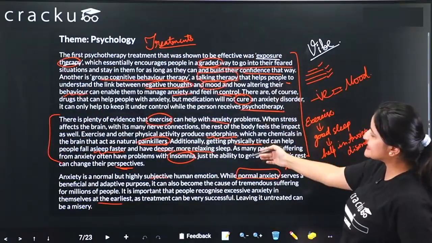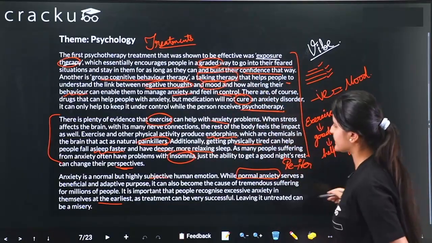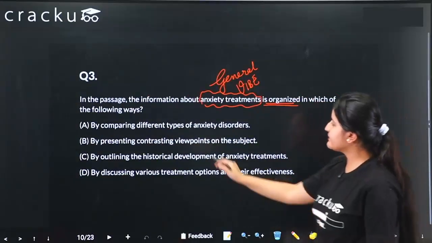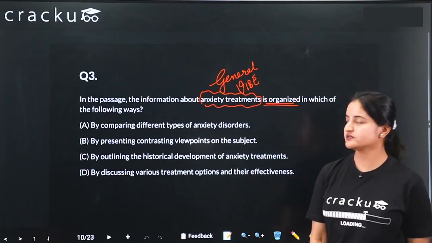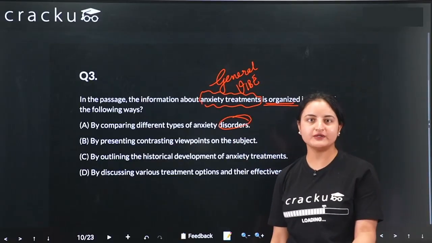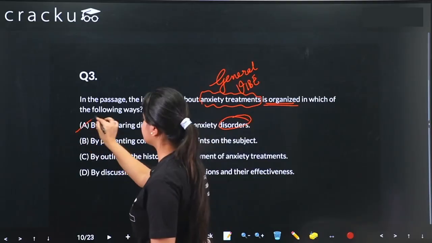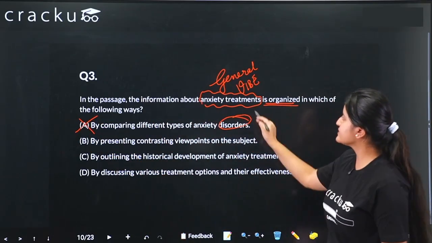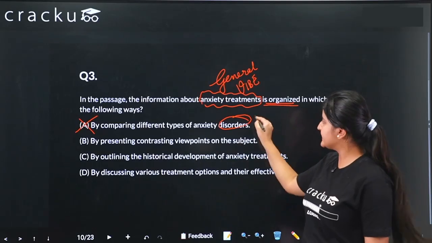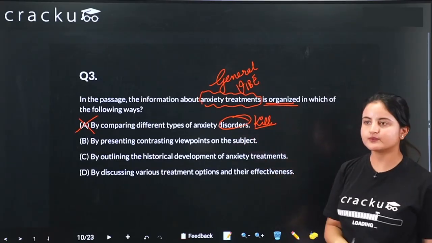So the author is listing them out, and the author is telling that there are many treatments which can work, so on and so forth. By comparing different types of disorders, only one disorder is being talked of. Anxiety disorder, what comparison? Nothing. Completely unrelated. And the question is about treatment. You are answering about disorder. What is this? Kill. Question is something else, your option is something else.